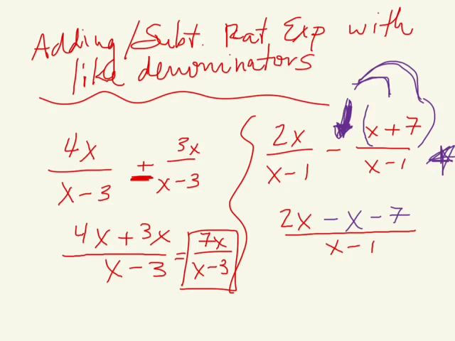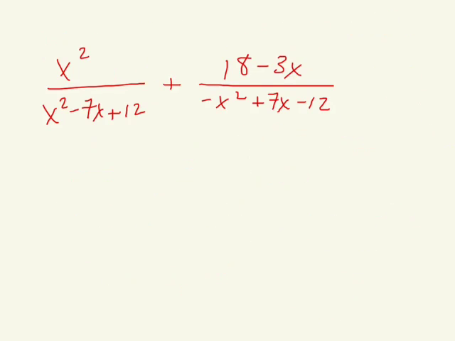I'm going to go back to my red pen here. So 2x minus an x is just an x. Then you also have a minus 7. You have that over x minus 1. So now we have this. And this is pretty close, although there's a problem right here.